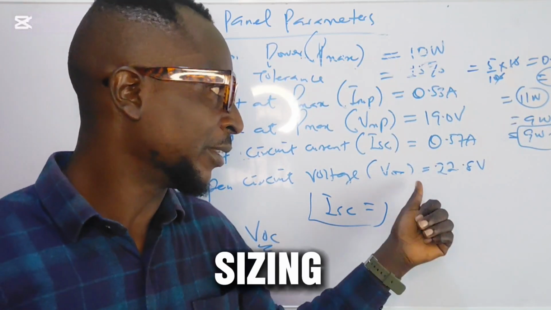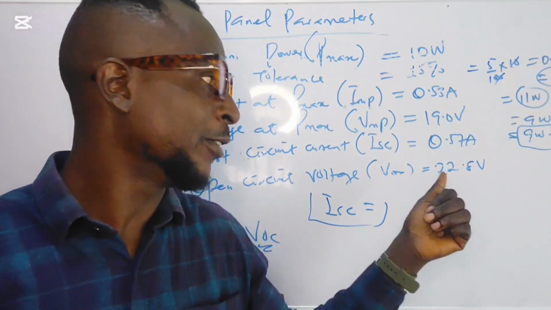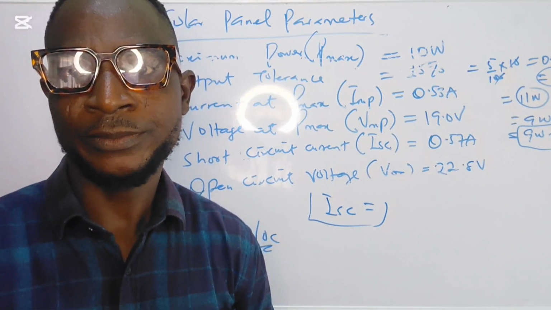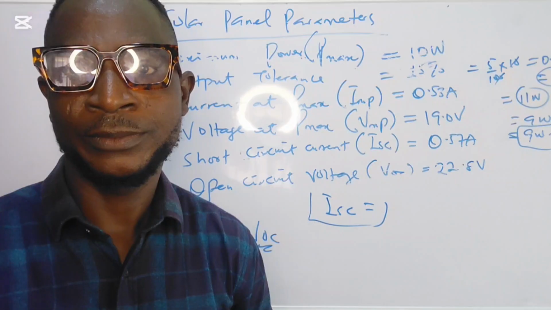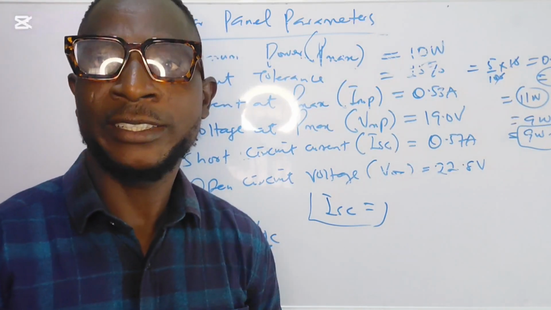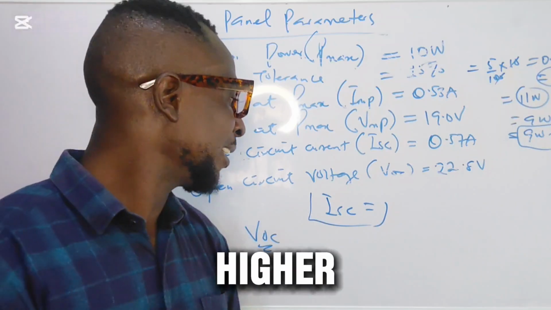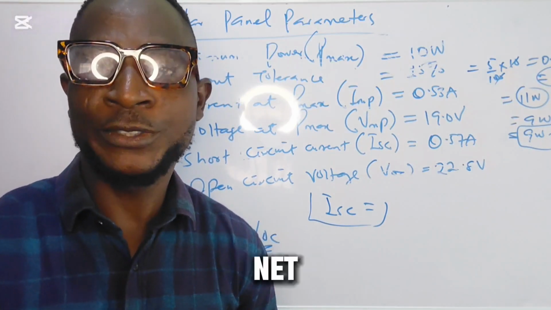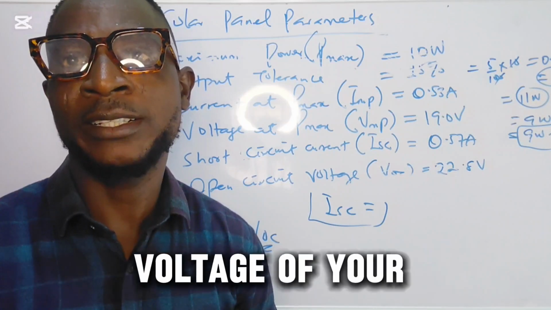And this is very important if you are sizing your solar charge controller. You must ensure the maximum solar voltage is higher than the net open circuit voltage of your solar array.